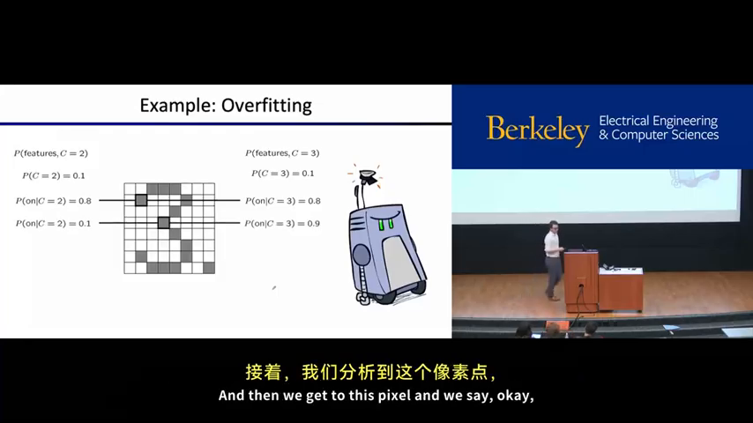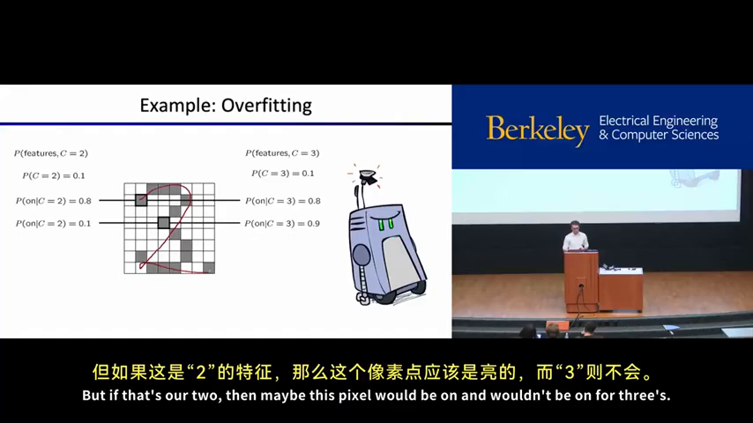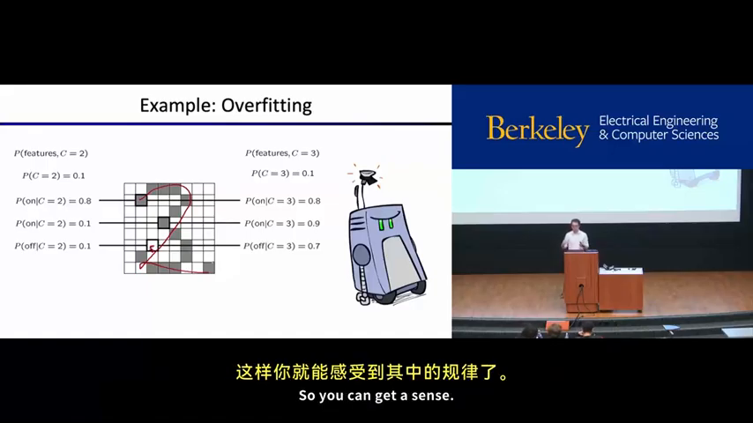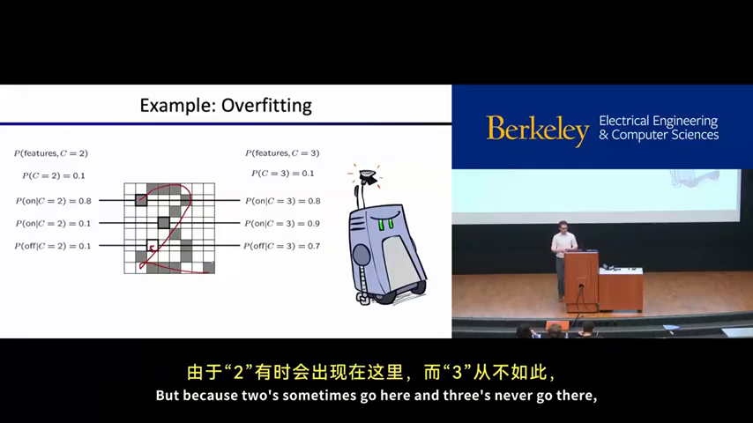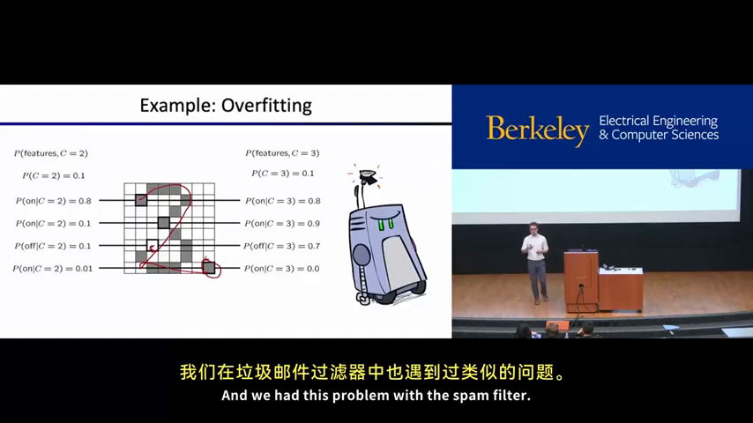All right, and then we get to this pixel and we say, okay, maybe 2s normally look like this, so they don't use that pixel. But if that's our 2, then maybe this pixel would be on and wouldn't be on for 3s. So you can kind of get a sense. But because 2s sometimes go here and 3s never go there, we might say that the 3 never has this pixel. And we had this problem with the spam filter, right?